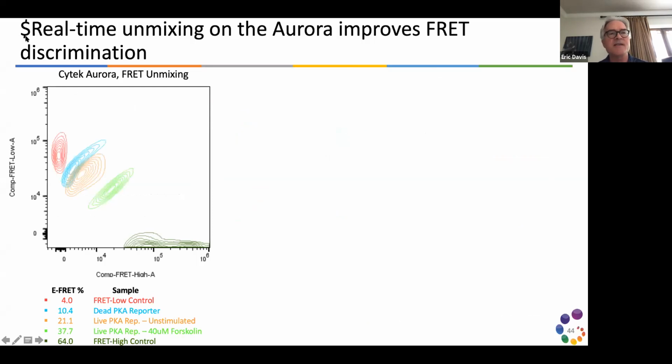And this, to remind me, is the money slide. When we do this, if we have the Cytek Aurora perform FRET unmixing, it looks like this. We can take those two parameters and show them on a contour plot. Obviously on the low FRET axis, we see cells of the low FRET control. On the high FRET axis, we see cells of the high FRET control. And in between is where we find cells with the reporter, either the dead reporter, the live reporter, or the cells with the live reporter that have been stimulated with this strong agonist.